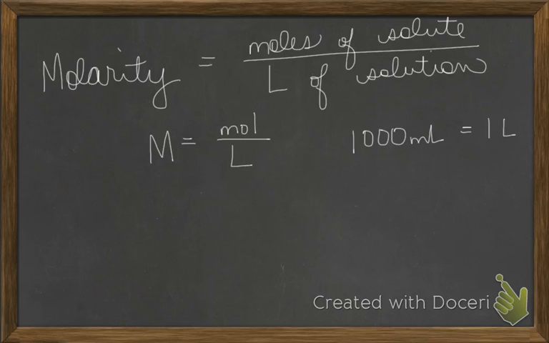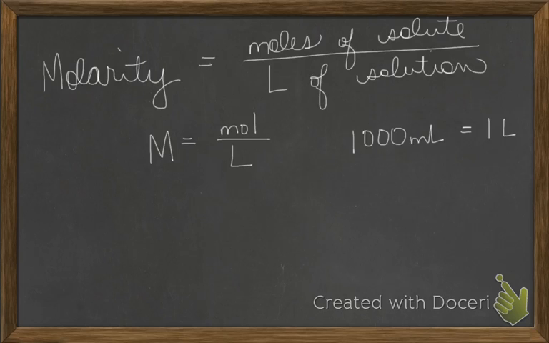But if we consider the units of molarity as M is equal to moles per liter, then what you can actually see there is that you have a formula with 3 variables: molarity, moles, and liters. And if you know 2 of those variables, you can solve for the third.